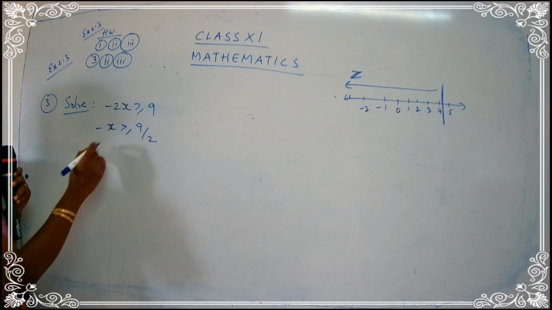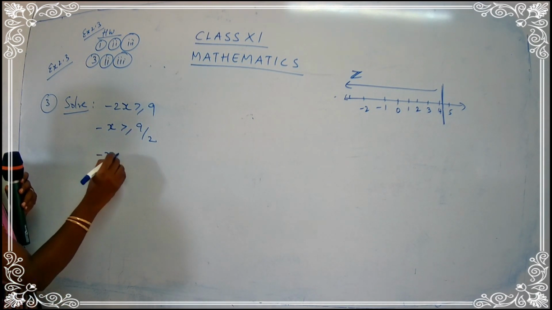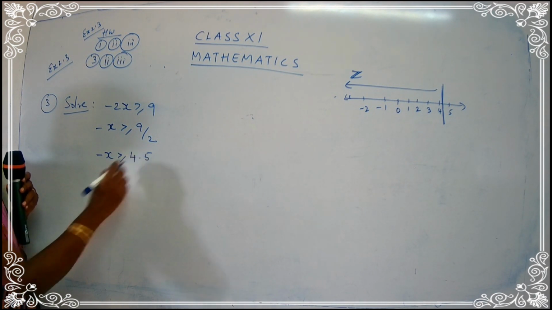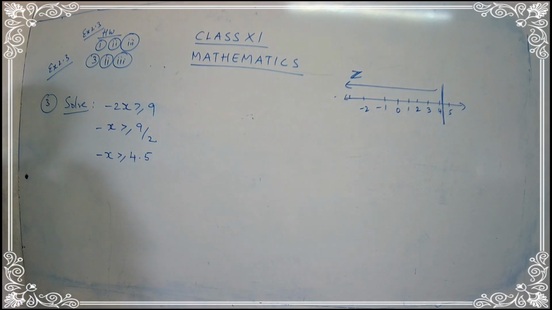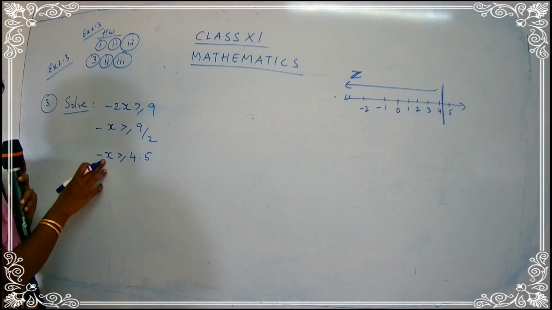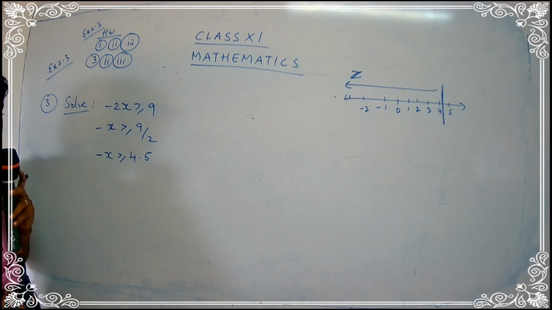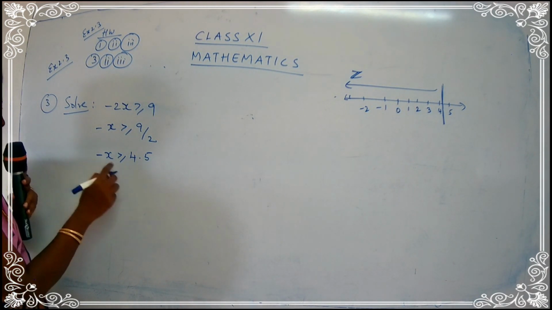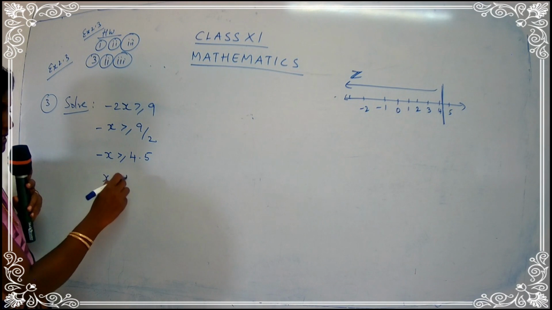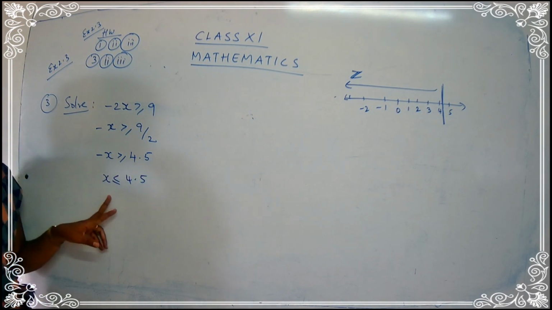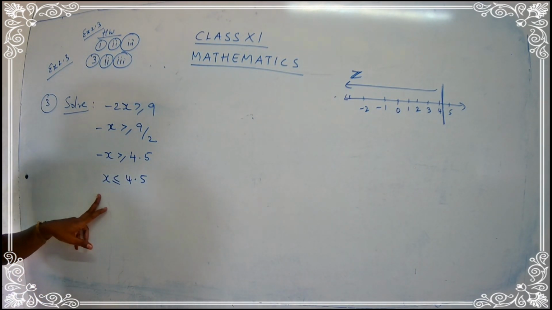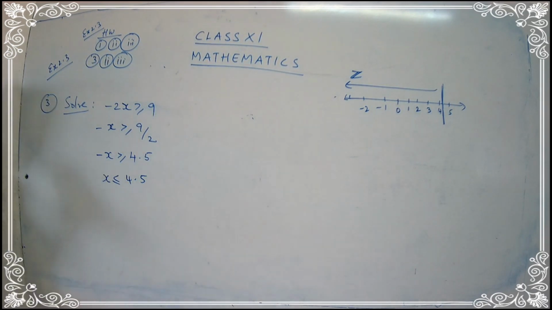Clear? So what do you say? Minus x is greater than or equal to, you can write here 4.5. We know the value for 9 upon 2. What is half of 9 upon 2? Yes, it is 4.5. Now, I don't want a term of x as negative, so we have to change the sign. So this becomes x greater than or equal to will turn to less than or equal to 4.5. So this is the case for x. So what is the inequality we have arrived at? X is less than or equal to 4.5.